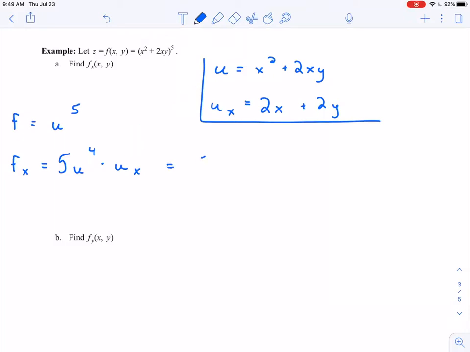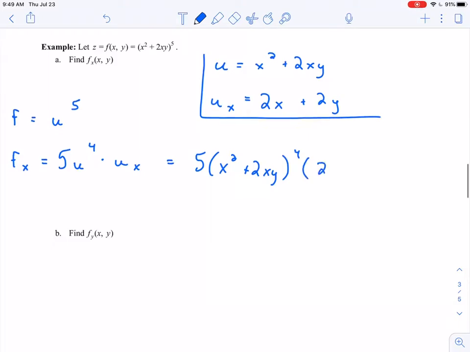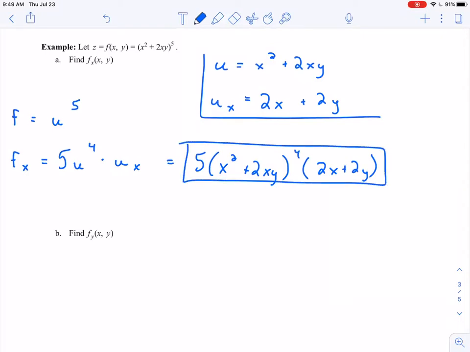So this is really 5 times (x squared plus 2xy) raised to the fourth power times u sub x. u sub x is 2x plus 2y. I would probably just leave my answer exactly like this. If you really wanted to, you could take this 5 and distribute it to these two terms over here. You cannot distribute it to these two terms right here because of this exponent of 4, so just be very careful. Generally, I'm not really going to simplify these anymore.